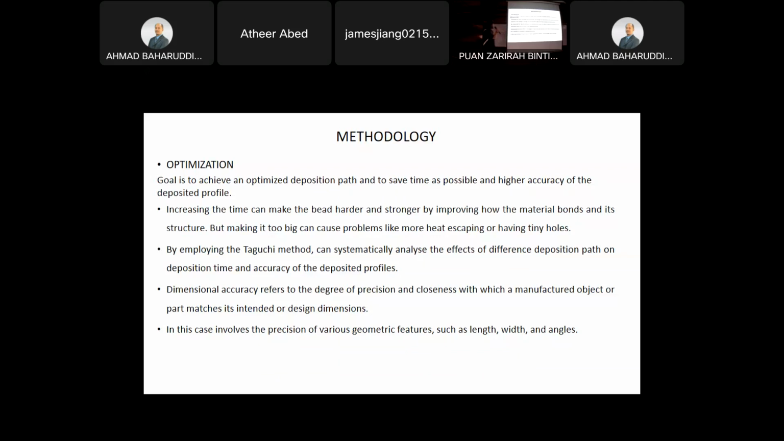So dimensional accuracy refers to the degree of precision and closeness. And also, in this output, I will be looking at the most important geometric features such as length and width, and also the angle of the final product.